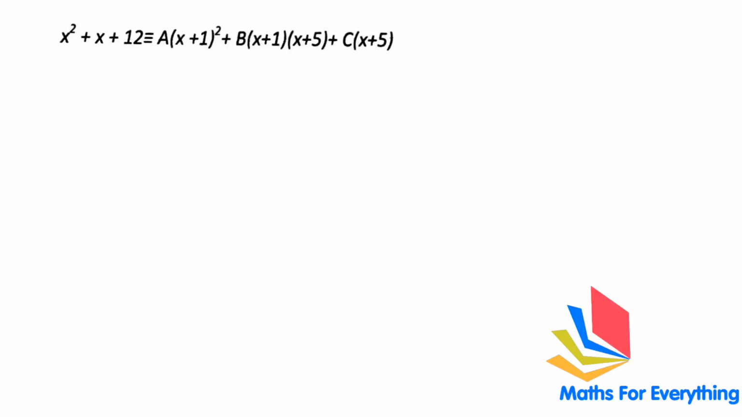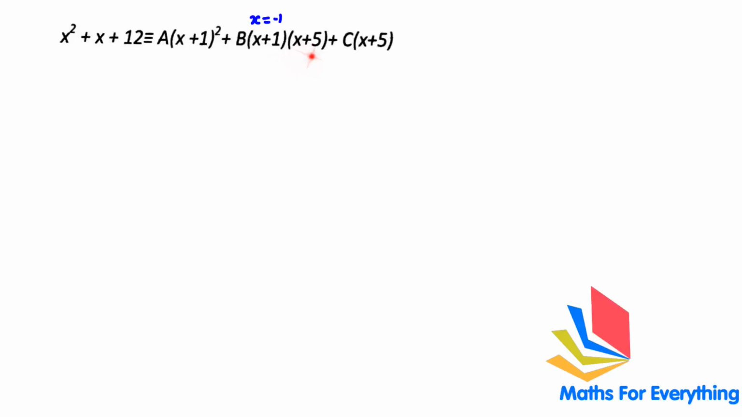In this question, we have x squared plus x plus 12 is identical to A bracket x plus 1 squared plus B times x plus 1 times x plus 5 plus C times x plus 5. How can we find the value of x? If you write x plus 1 is equal to 0, you will get x is equal to negative 1.